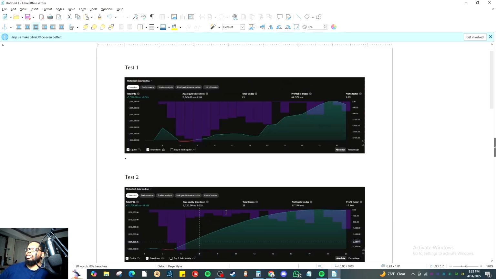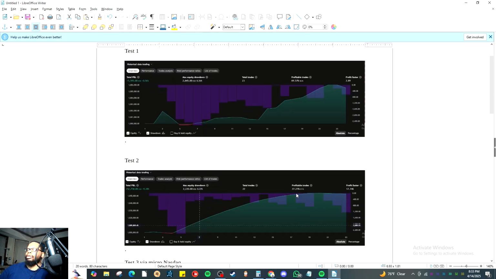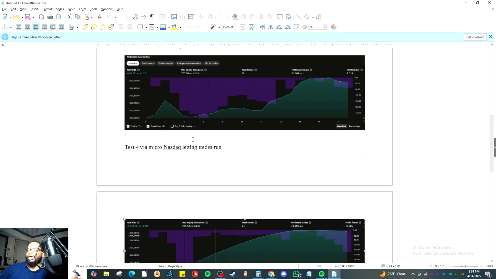As you can see, when I let these winners run, my win percentage is more aligned with where I'm normally at. I'm usually between 70 and 80% win rate. My profit factor is way, way higher, which is what we all want. My max drawdown is a little bit different from this test here, because this one was the Nasdaq mini versus the Nasdaq micro. The micro, I think I had an extra trade somewhere.